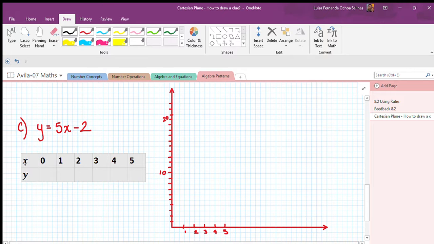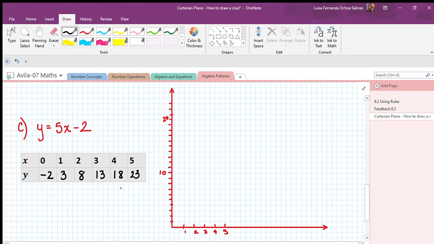Okay, so when I do x equals 0, what is y going to be? It's going to be -2. And then when x is 1, y is going to be 5 take away 2, which is 3, and then this one is going to be 8, and then this one is going to be 13, and this one is going to be 4 times 20 minus 2, 18, and this one is going to be 23.